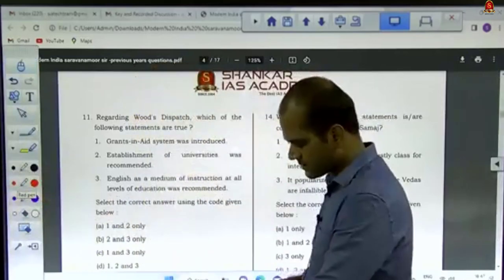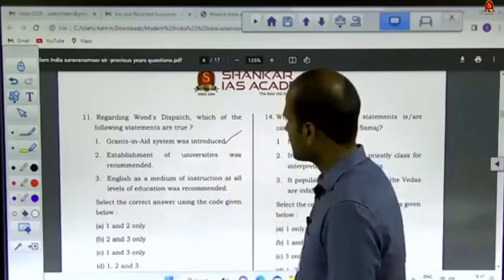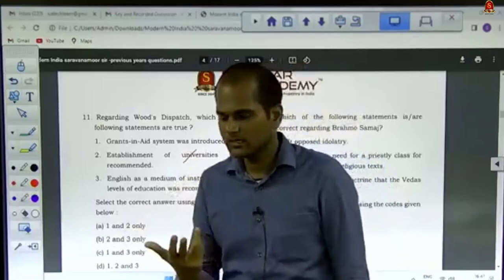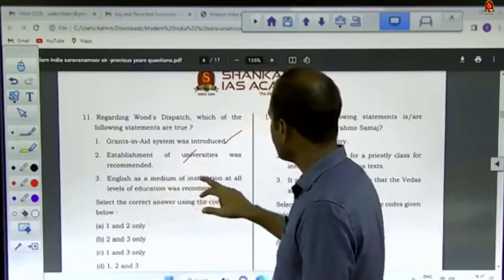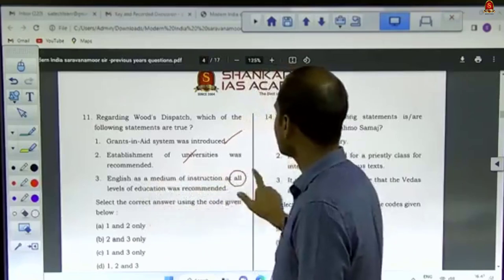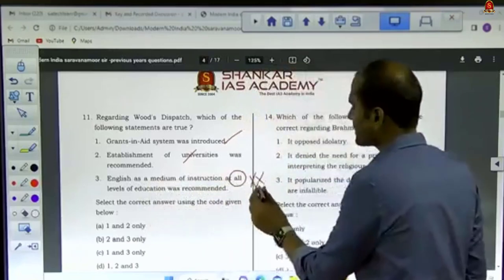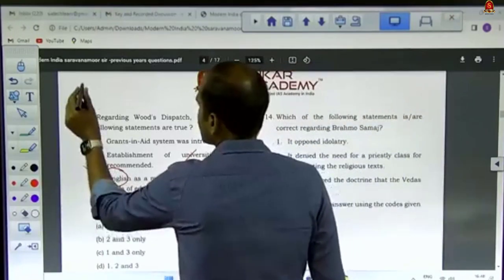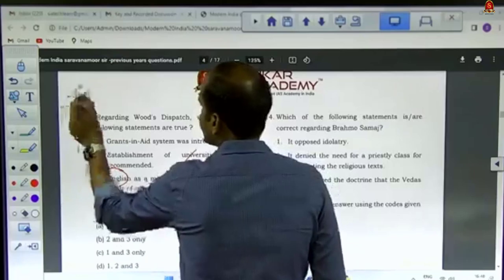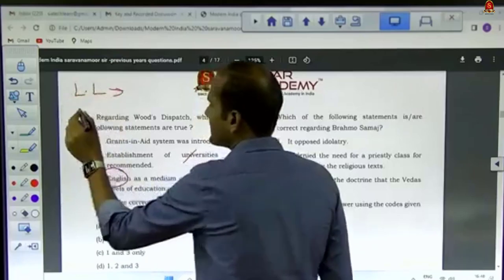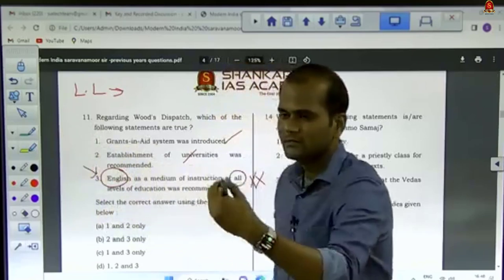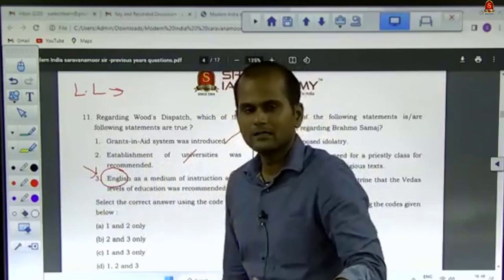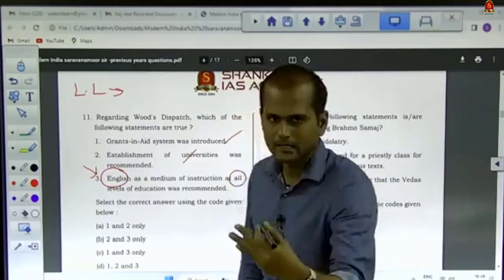The grants-in-aid system was introduced. Yes, it introduced the grants-in-aid system and the establishment of universities. Based on that, the Madras, Bombay and Calcutta universities were set up. English as a medium of instruction at all levels: this is wrong. Why it is wrong is that English was only at the higher level. At the lower level, that is primary education, the mother tongue; at the middle level, vernacular; English only at the university level. That is the hierarchy.